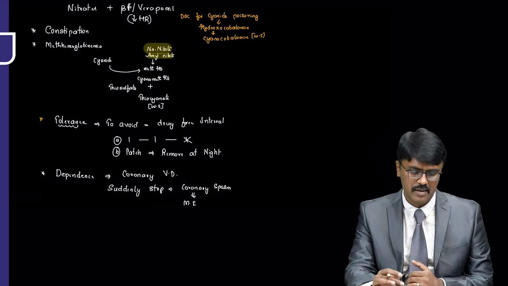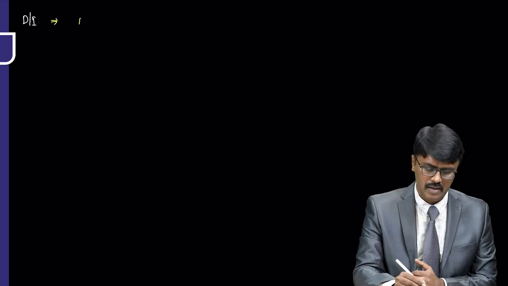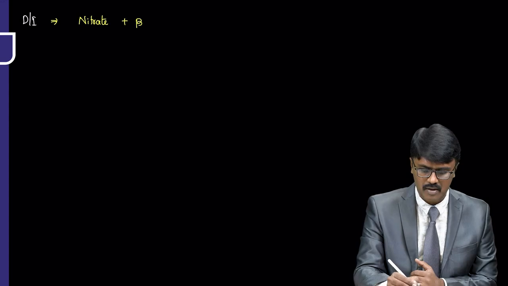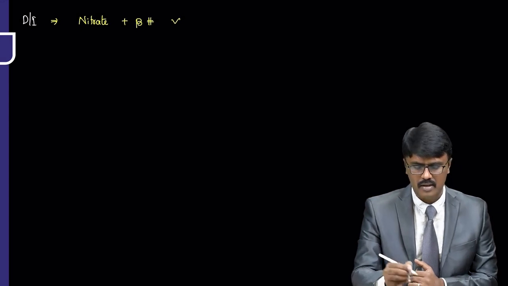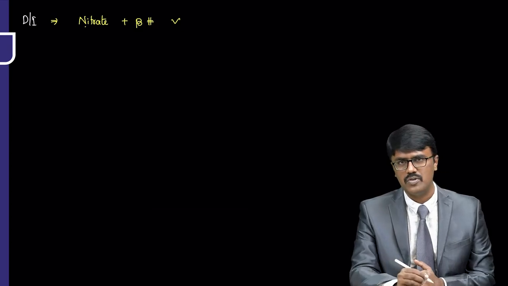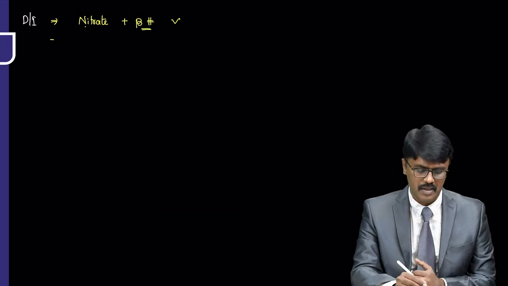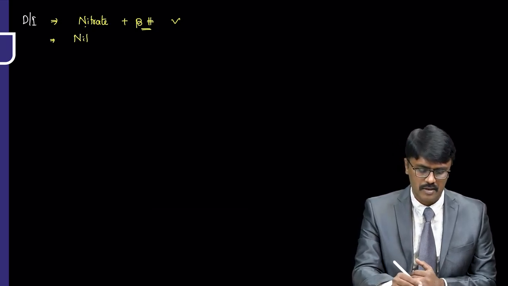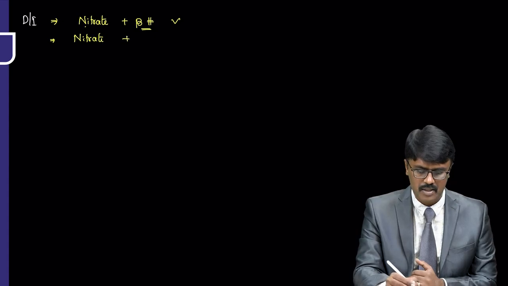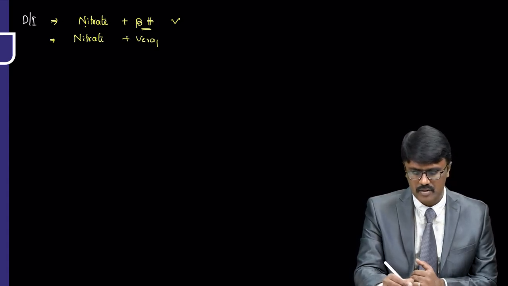Now, coming back, what is the drug interaction commonly asked? Drug interaction, I told you. You just tell me, can I combine nitrate plus beta blocker? Yes. Now, when nitrates are used, they can cause reflex tachycardia and that can be overcome by beta blocker. Can I use nitrate plus verapamil? Yes, you can use them.